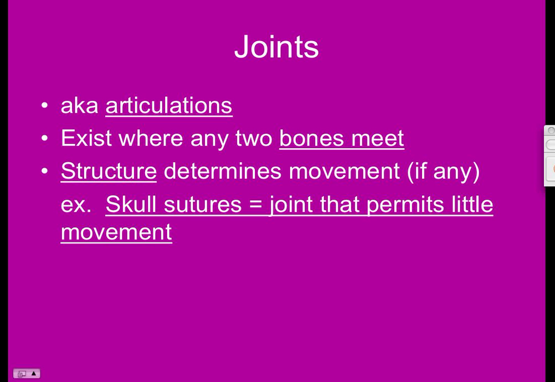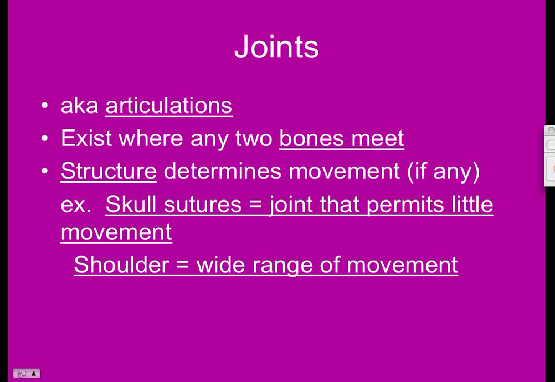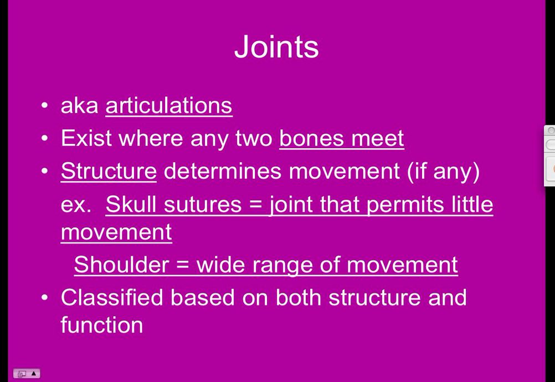For example, the skull sutures, where our skull bones come together. That's a joint that actually permits very little movement, whereas the shoulder has a very wide range of movement. Now, joints can be classified both based on their structure as well as their function. And when we talk about function, we are talking about their range of motion.